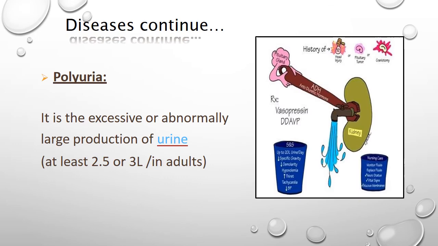Second condition, that is polyuria. Now what is polyuria? It is the excessive or abnormally large production of urine, at least 2.5 or 3 liters per adult in a day. So that is polyuria, the excessive production of urine.